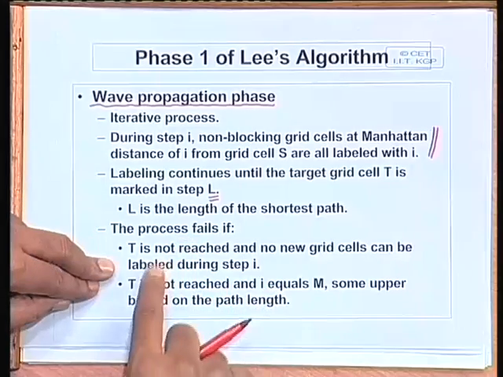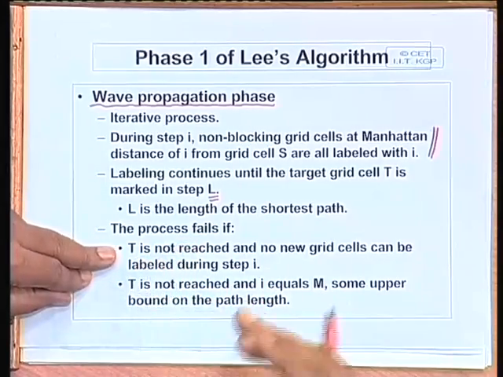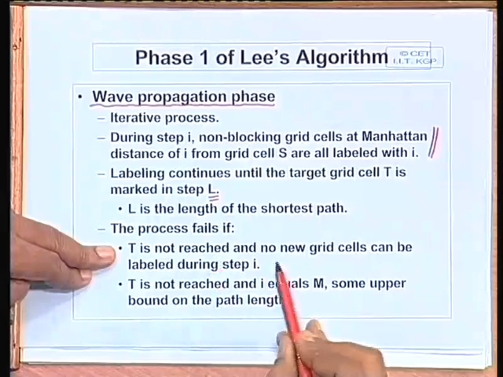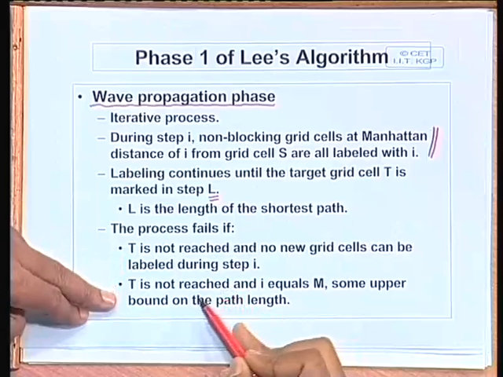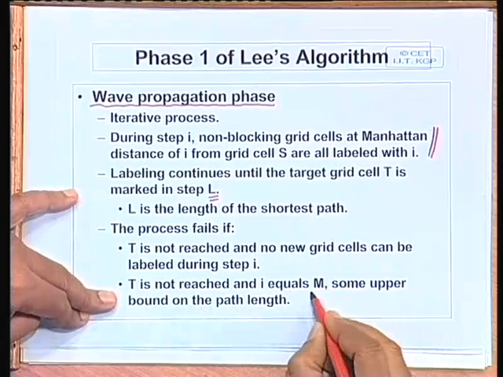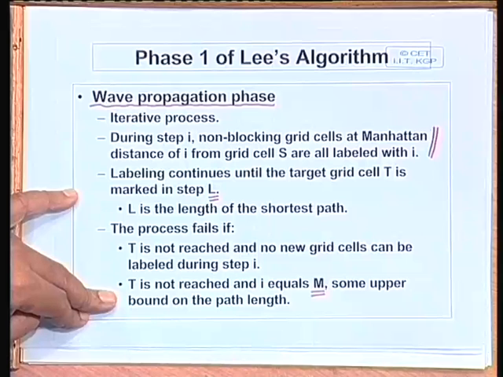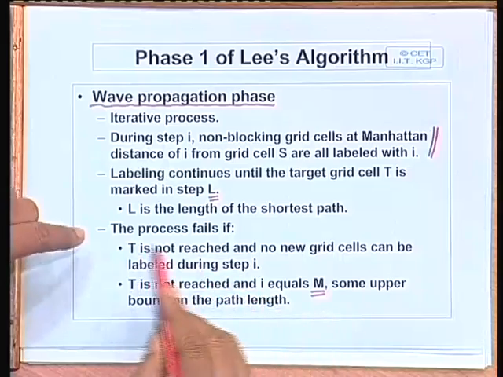right. The process will fail if either of these two things happen. When you see that beyond a point you cannot label any cell any further and you have not yet reached T, no path exists to T. That is, T is not reached and no new grid cells can be labeled during some particular step I. Or secondly, if the user specifies some upper bound to the path length, say m, and even after iteration number m you do not find a path to T, then also you stop with failure. So, under these two conditions you do not find a path.